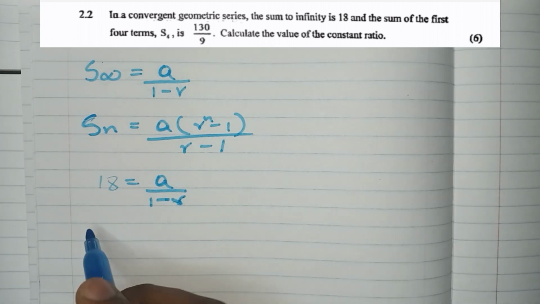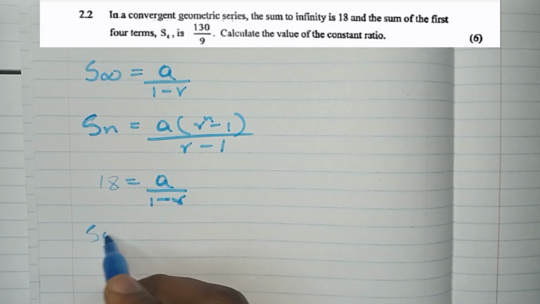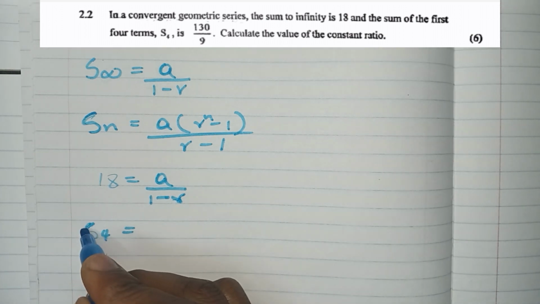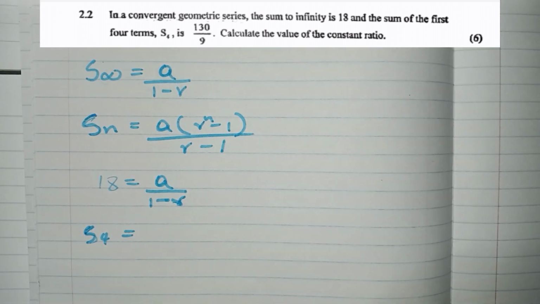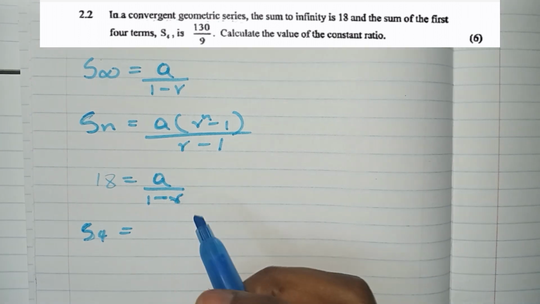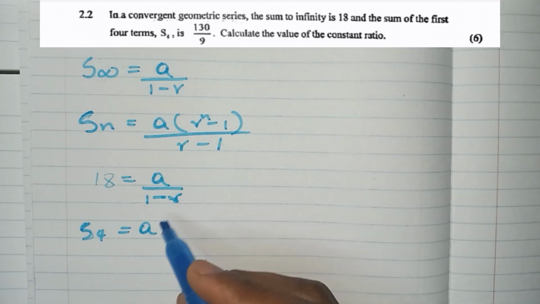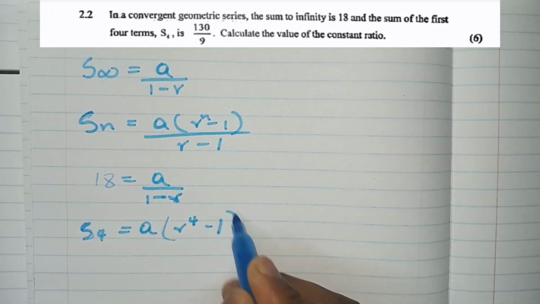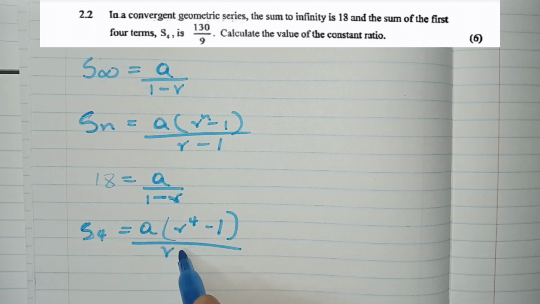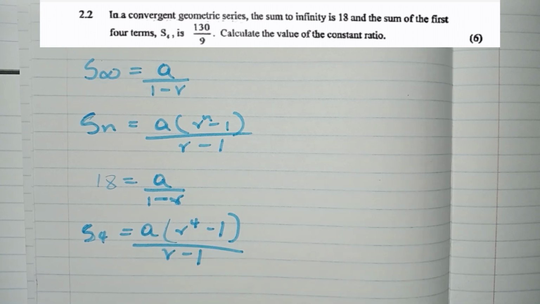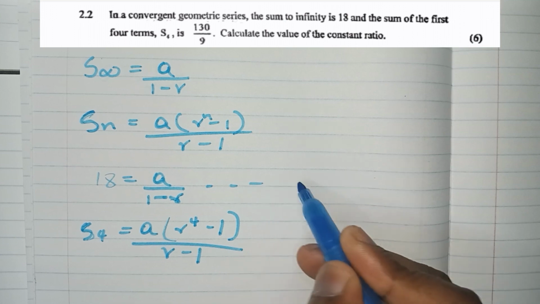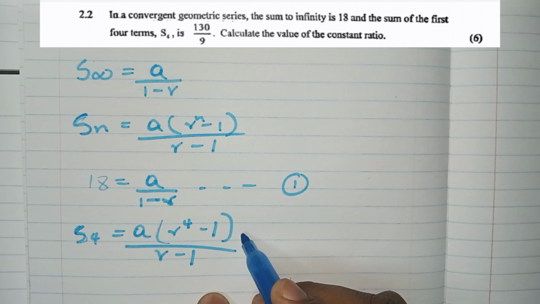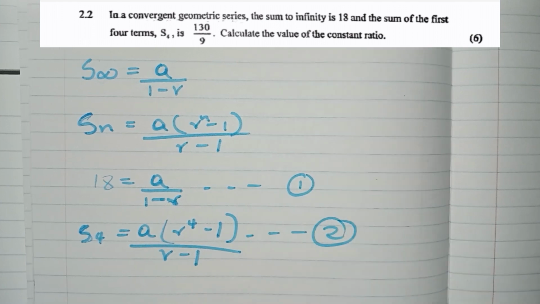We then say S of 4 is equal to the value of A. We don't know the value of A, but we can actually get it. So we will be saying A times (R to the power 4 minus 1) all over R minus 1. We then say this is equation 1, like we are doing simultaneous equations. And this is equation 2.